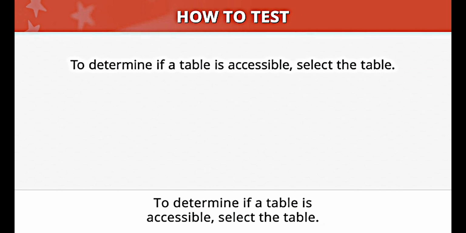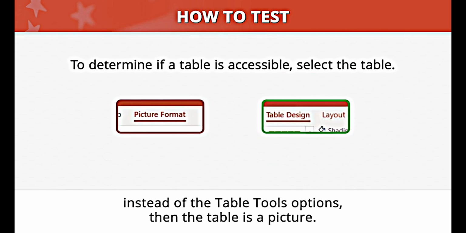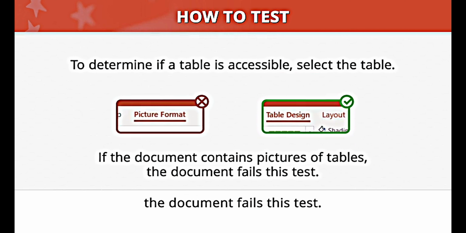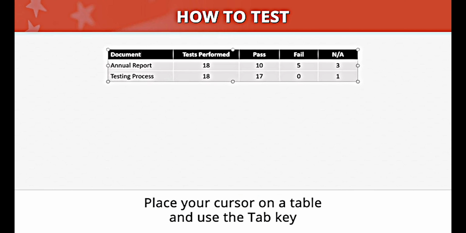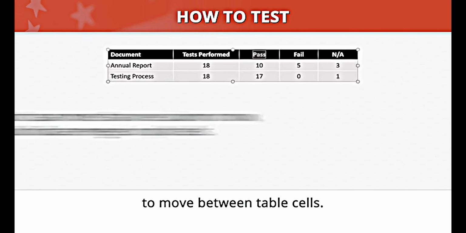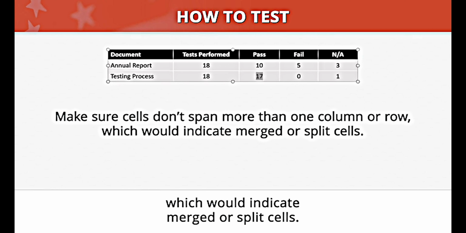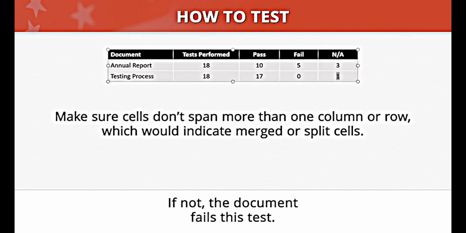To determine if a table is accessible, select the table. If the Picture Format tab shows up in the ribbon instead of the Table Tools options, then the table is a picture. If the document contains pictures of tables, the document fails this test. Place your cursor on a table and use the Tab key to move between cells. Make sure cells don't span more than one column or row, which would indicate merged or split cells. Are the tables free of merged or split cells? If not, the document fails this test.